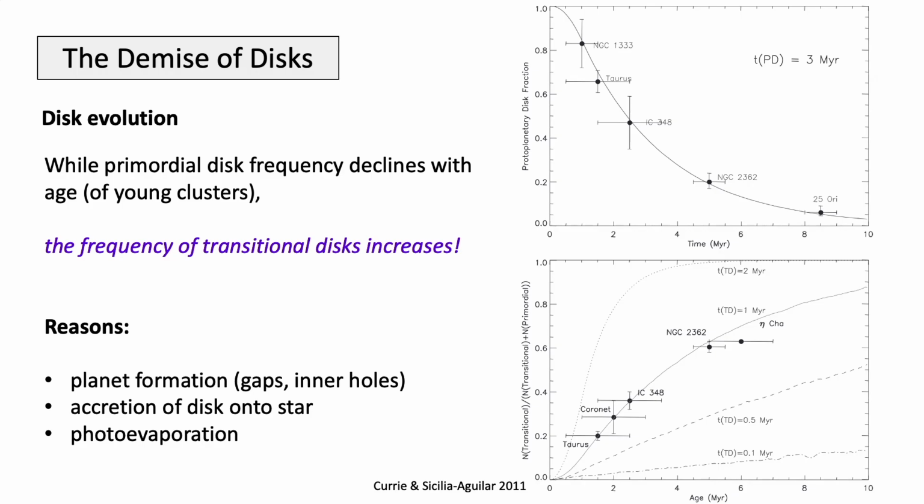Now you see that at the age of about 1 million years, most of the stars, 80% in this cluster here, have disks. But at 2 million years, or maybe 3 million years, we are already down at 50%. So these disks go away, they disappear somehow. And at 10 million years, almost every star in those older clusters is just a naked star, there are no disks.